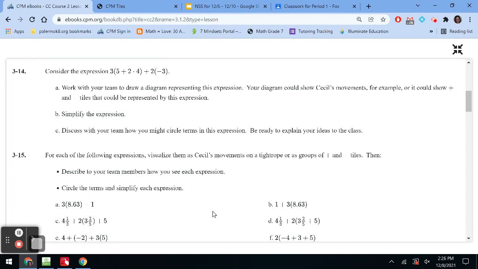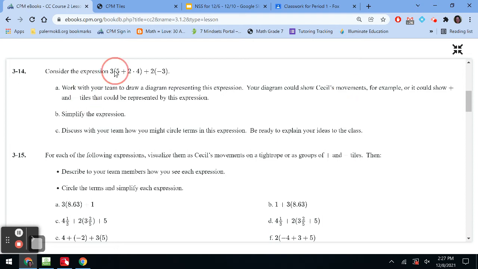So on 3-14, we're going to look at this, and this is one we are going to draw. It says, consider the expression 3 groups of 5 plus 2 groups of 4 plus 2 groups of the opposite of 3. So we can either use, it says right here, Cecil's movement, so the arrows, or we can use integer tiles.